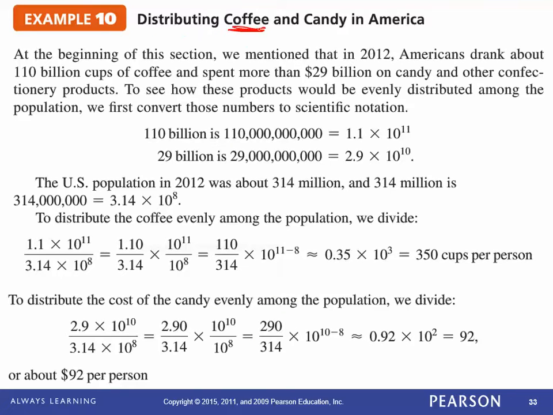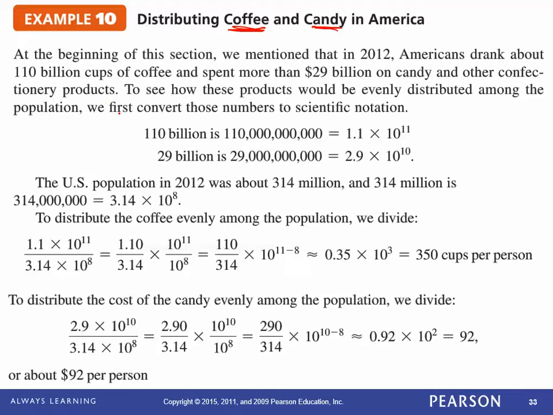Now let's do one last problem here. So do we drink a lot of coffee in America? What do you guys say? Yes. Do we eat a lot of candy in America? Okay. So at the beginning of this section, we mentioned that in 2012, Americans drank about 120 billion cups of coffee. That's a lot of calories. And then spent 28 billion on candy. That's more calories. On confectionery products.